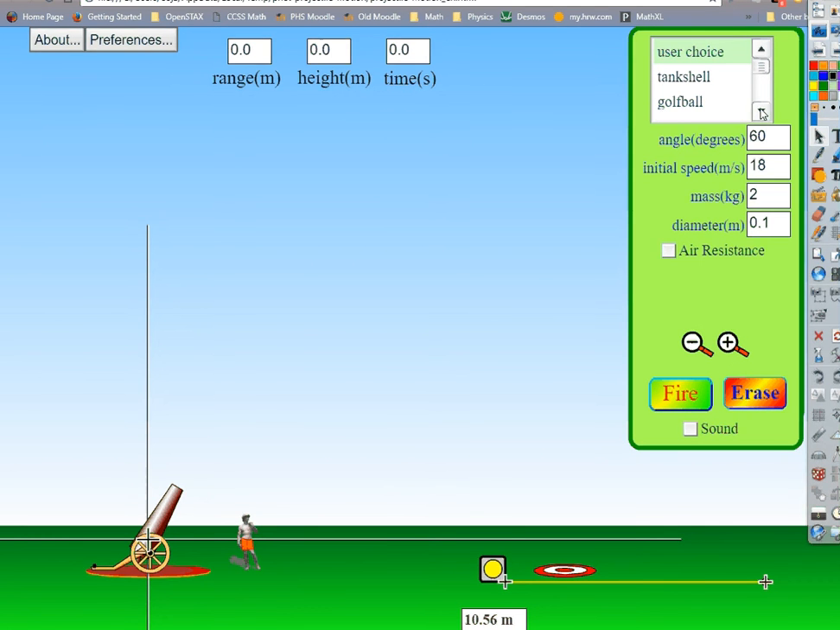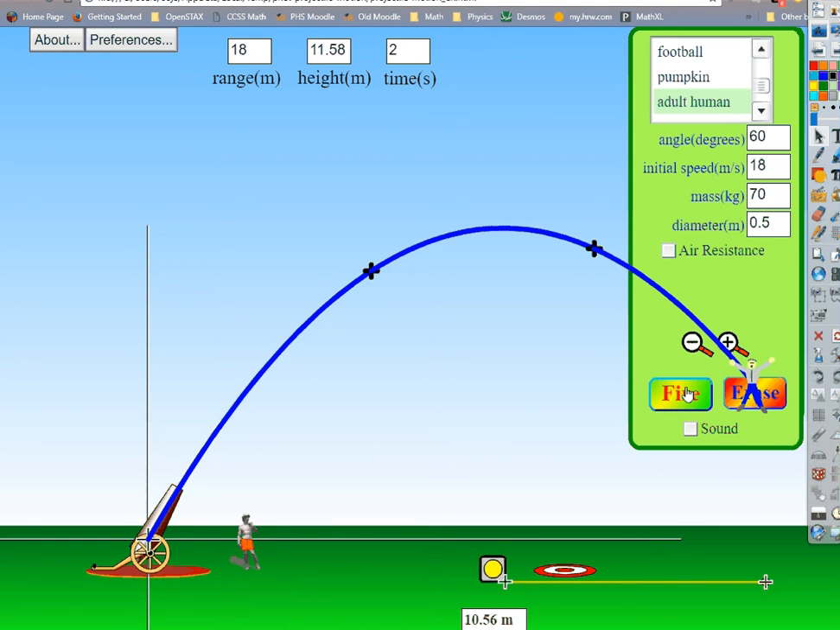And let's make this something big like a cannonball so we can... Actually, let's make it... Pumpkin. Adult human. Okay, so there's our adult human being shot through the air. Now watch this. I want you to notice if we go at an angle of 90, and it was about 15.6? Yeah. Watch this. How long is it in the air? 3.3, same amount of time, right?